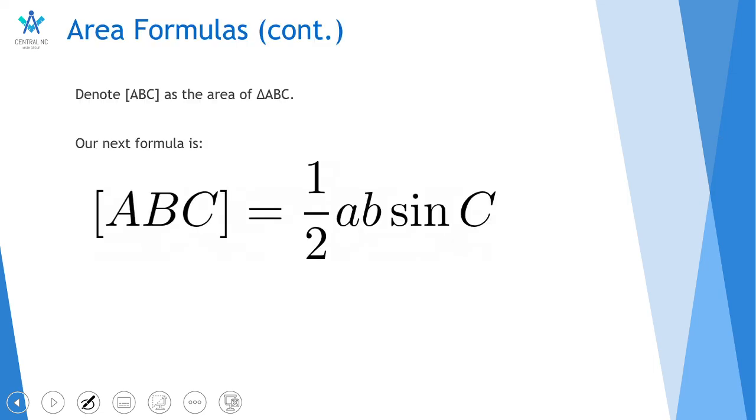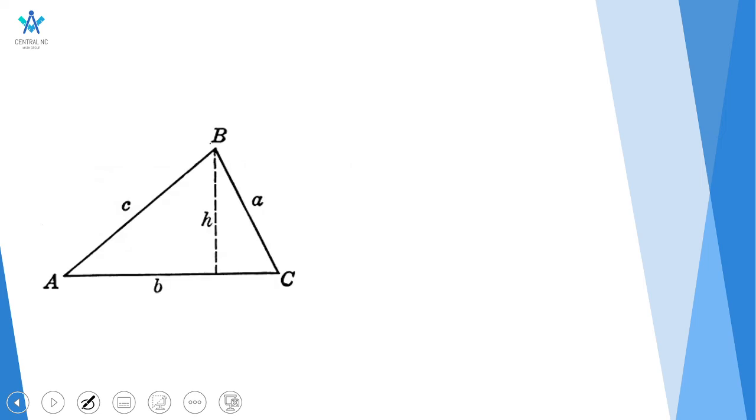So area formulas continue. Oh wait, I had the notation of bracket ABC. So yeah, bracket ABC means the area of ABC. Our next formula is 1/2 AB sine C. So I have a little triangle to help me out. What we're going to do is prove that the area of this triangle is equal to AB sine C over 2.